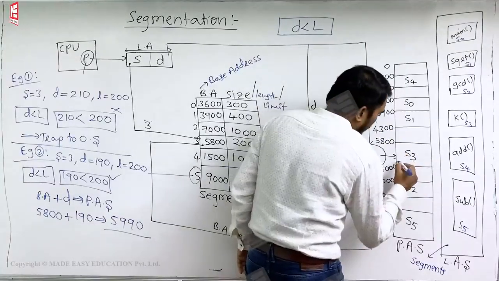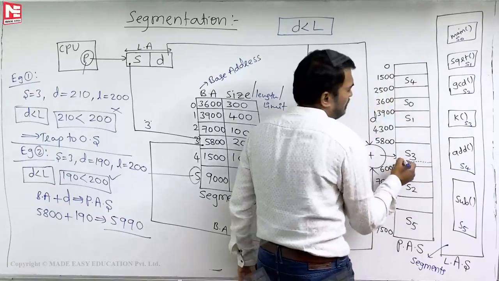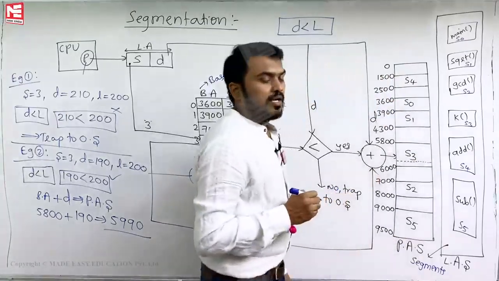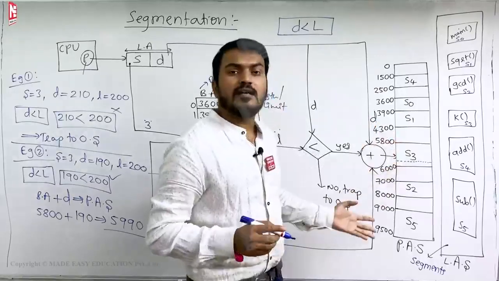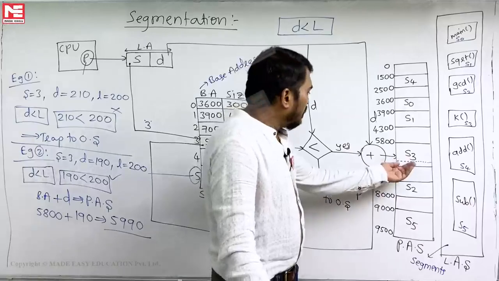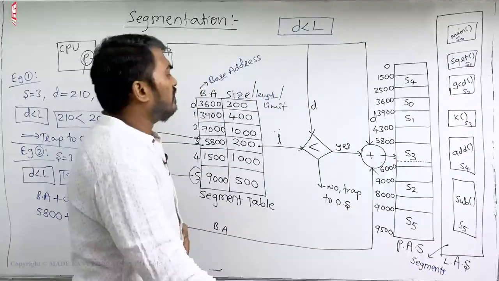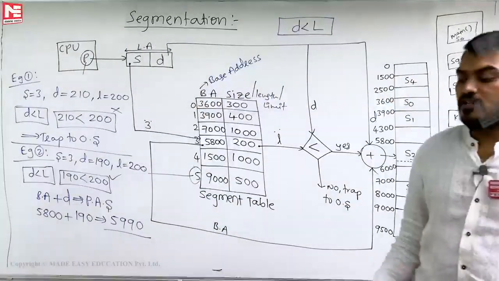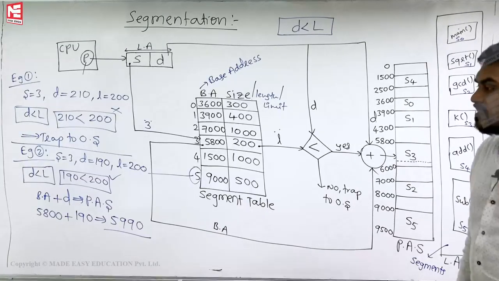So where is that word here? 5990, it will be somewhere here, in segment number 3. You go to this particular word. The CPU will go to that word, and inside that word you will have the actual instruction of the process, and the CPU will fetch that instruction and continue the execution. Is that clear?